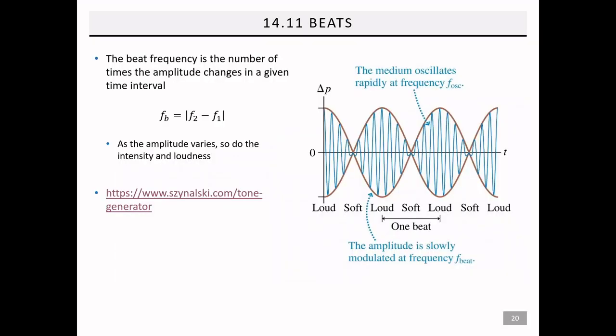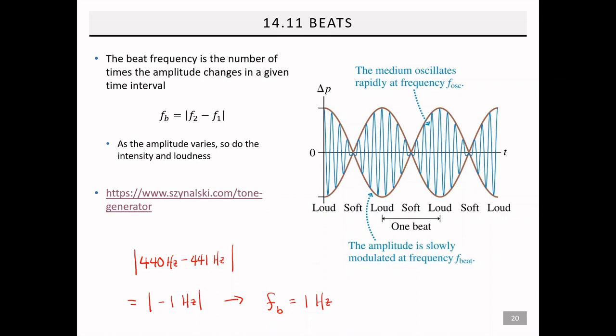So you would do 440 minus 441. That is going to give you the absolute value of -1. So you get a beat frequency of just 1 Hertz. That tells you that you hear that beat once per second, at 1 Hertz. Right? Hertz is, again, per second.